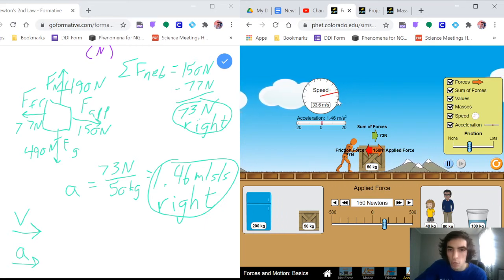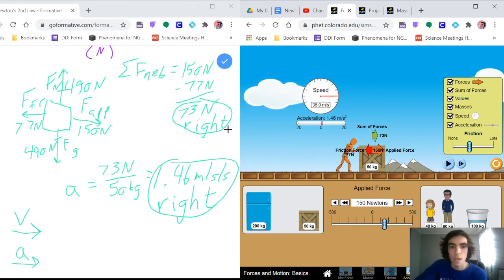Every second the mannequin pushes it, the speed, or the velocity of that object, to be more specific, is increasing by 1.46 meters per second every second. That's why we have this kind of weird unit, meters per second per second. That tells us that this is speeding up.